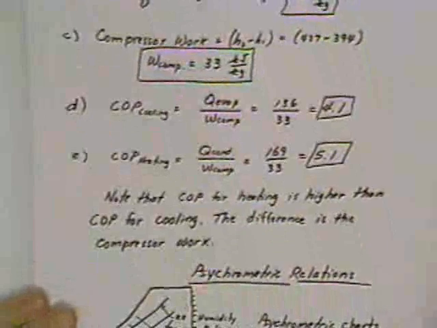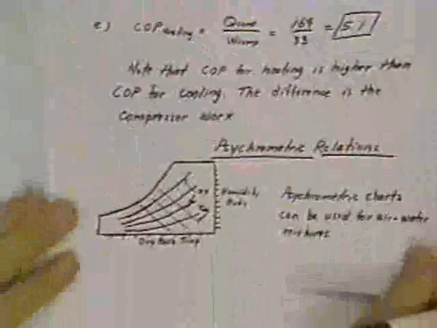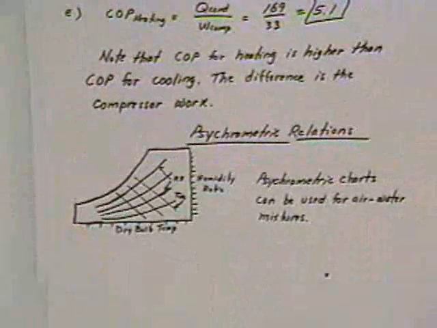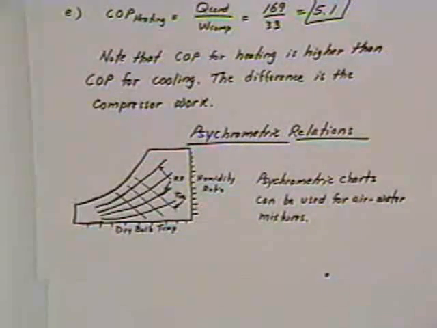All right, the next thing we want to do is talk about psychrometric relations. Psychrometric relations and psychrometric charts are important to you in working through air conditioning problems. If you've not had anything on psychrometrics before, this may be a completely new area to you. So I'm going to go through, just for a few minutes, what's on the psychrometric chart and how you would use it.